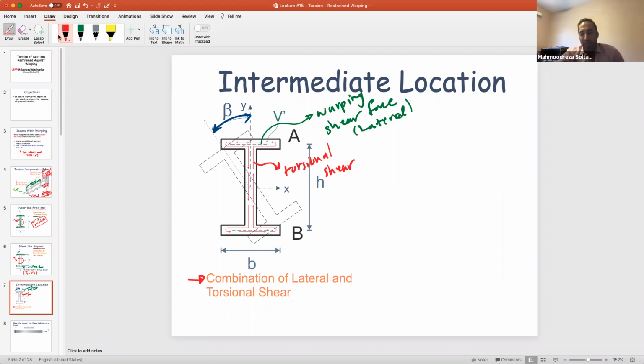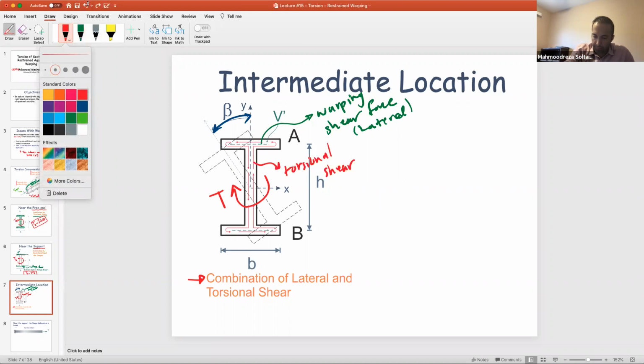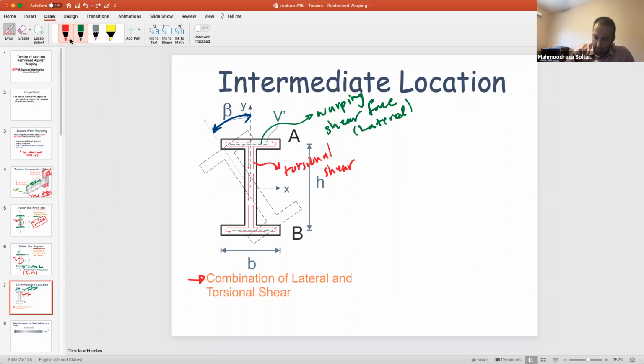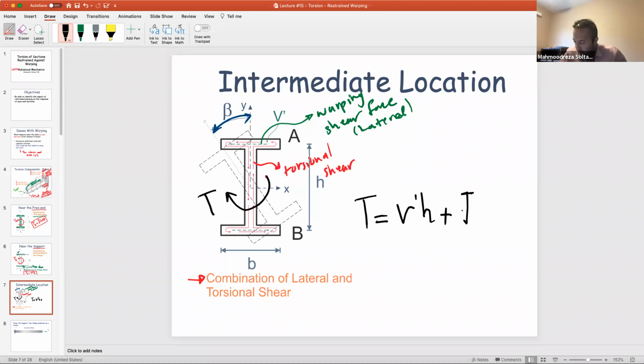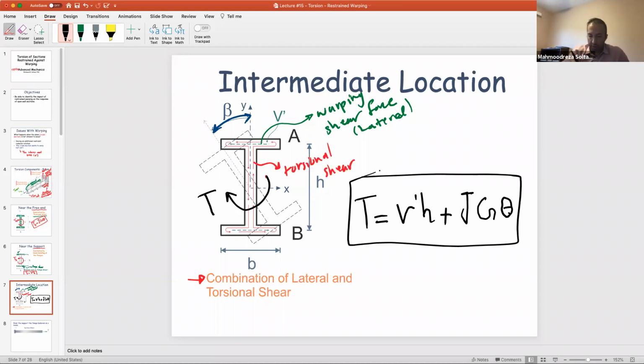So if you think about the torque in this case, let me draw a torque here. I shouldn't write with the red, so let's write it with black. Torque here would be a portion from lateral shear, which is warping really, and a portion from your torsional shear, G J theta prime. This would be your expression when you're at the intermediate cross section.